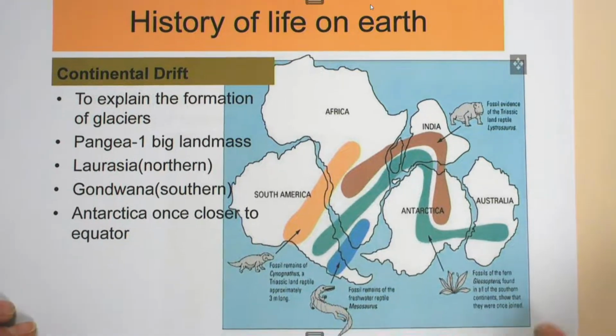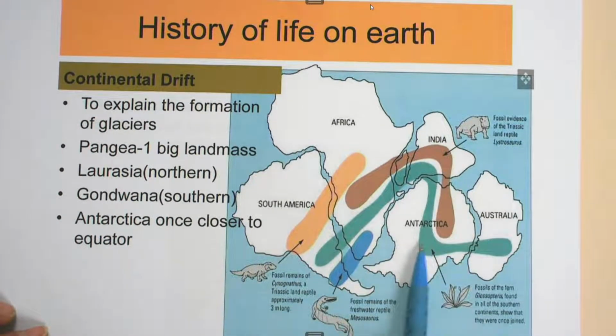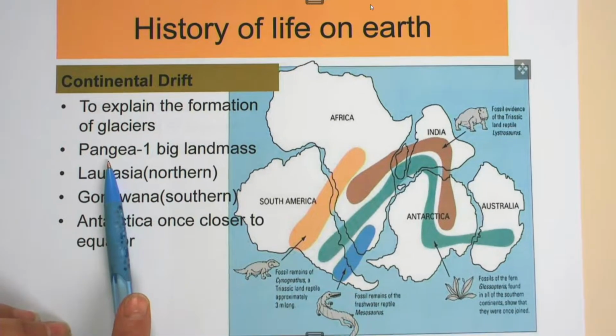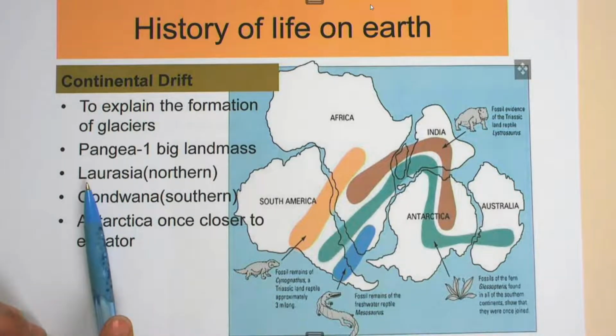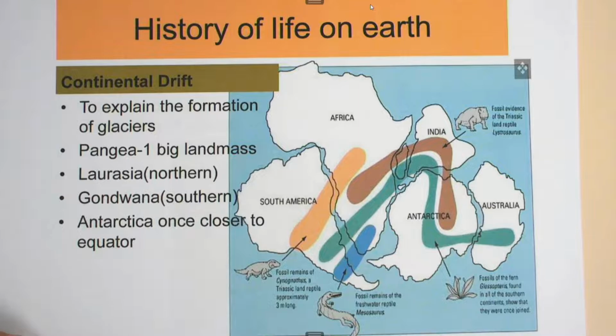Now here are the continents. There they show us South America. There's Africa, where we are. India, Antarctica, Australia. So way back in the beginning, there was one big landmass, Pangaea. And then Pangaea divided into 2, Laurasia and Gondwana. Laurasia is the northern continent. Gondwana is the southern one. Obviously, when you look here, you'll see it's the southern.